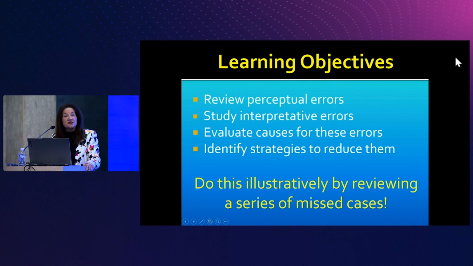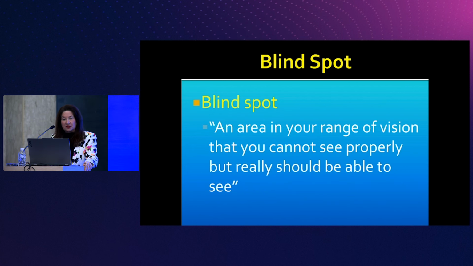So the learning objectives of this talk are: we're going to review perceptual errors, we're going to closely study interpretive errors, and we're going to evaluate causes for the errors and identify strategies to reduce them. And we are going to do this by illustratively reviewing a series of missed cases. Every single image I'm going to show you here was either a missed finding or a finding that was found, but its interpretation was incorrect.